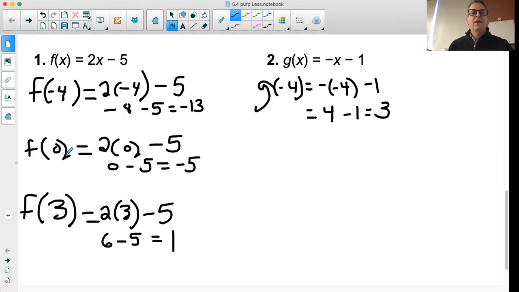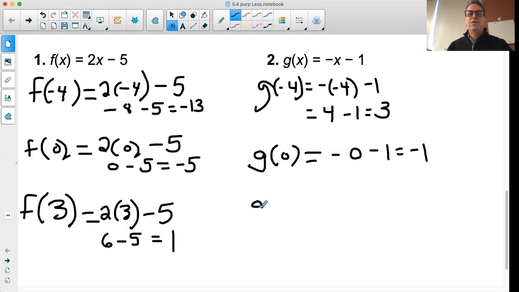The second one is g at 0. So again, we're just going to place 0 into g. Notice the function changed from an f to a g, and the most common ones would be f of x, g of x, h of x. I've seen k of x, but those three are the main ones. So g at 0 equals the negative of 0 minus 1, which is equal to -1.